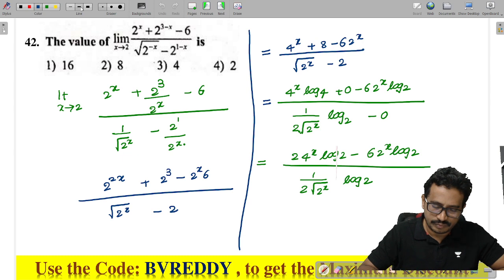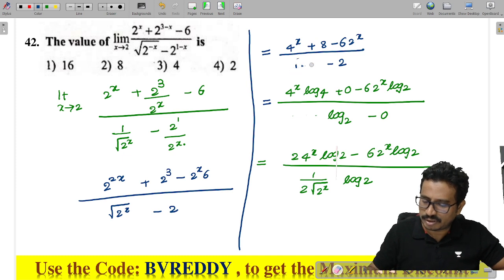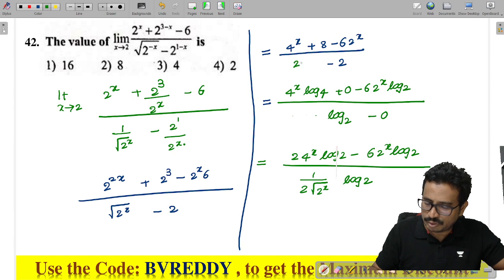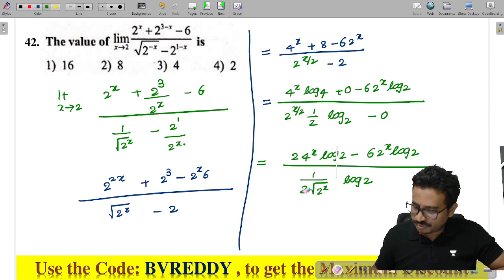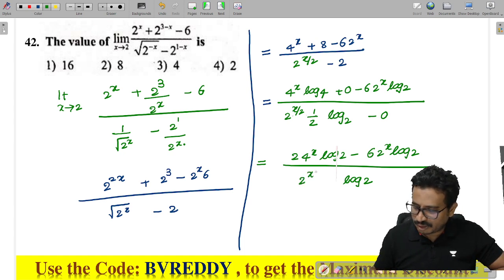One small correction we made here. Look at this, this is a small correction. What is this thing here? This derivative: this is 2 power x by 2, isn't it? So this derivative is given as 2 power x by 2 into 1 by 2. So this is the small correction here. This is 2 power x by 2, and this is 2 power x by 2 into 1 by 2.